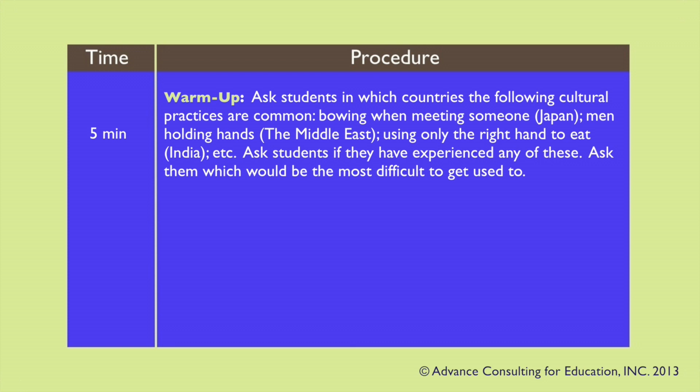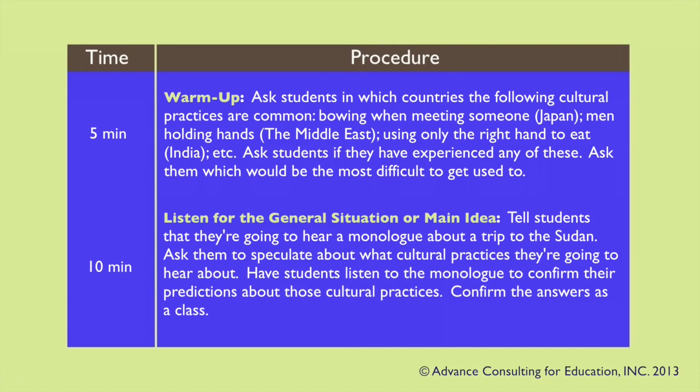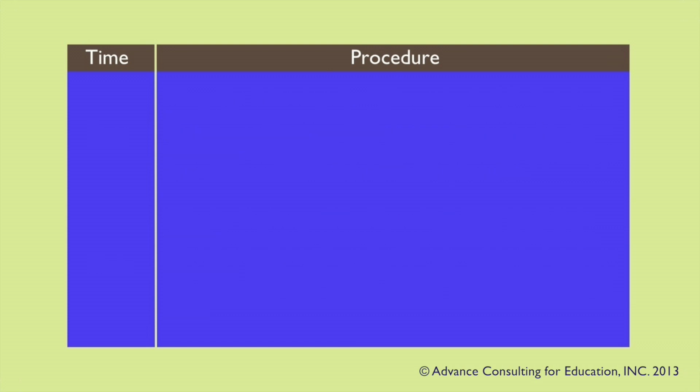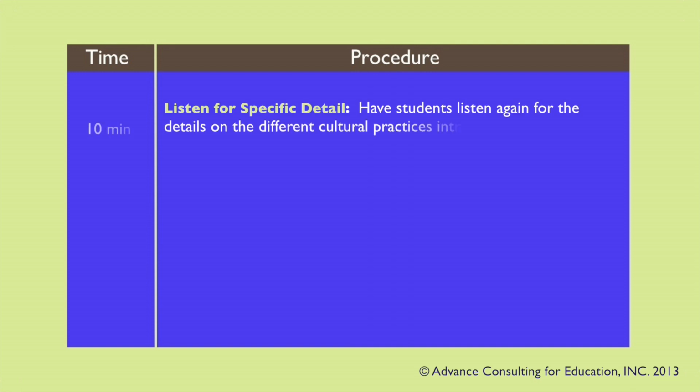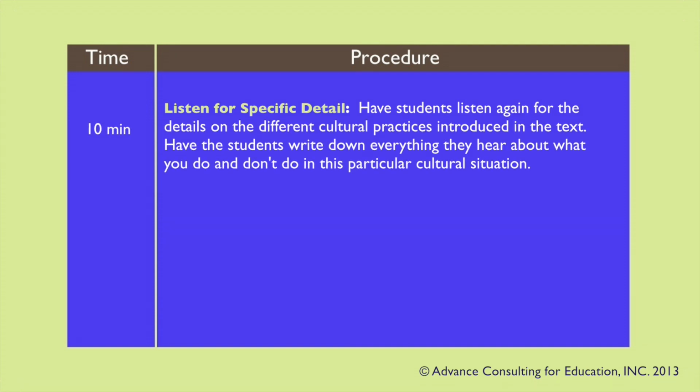For the next step, you're going to have students listen for the general situation or main idea. Tell students that they're going to hear a monologue or a single speaker about a trip to the Sudan. Ask them to speculate about what cultural practices they might hear about in this monologue. Then have them listen to the monologue to confirm their predictions about those cultural practices and confirm the answers as a class. For the third step, have students listen to specific detail about these cultural practices.